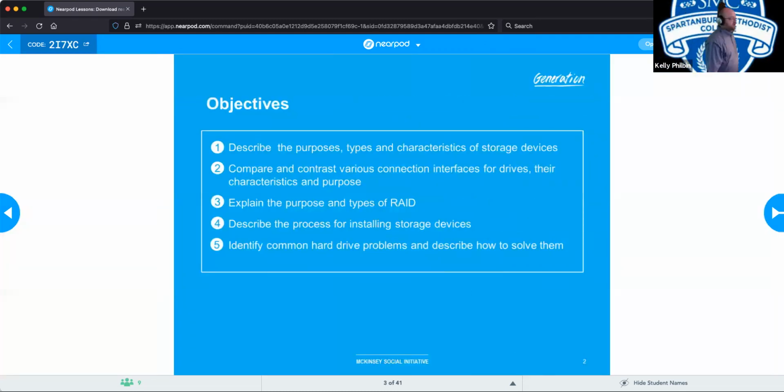Our objectives are going to be to describe the purposes, types, and characteristics of storage devices of various types. Compare and contrast various connection interfaces for the drives and their characteristics and purposes. Explain the purpose and types of RAID. Really want to pay attention for that one. That is a big one for the exam. They love RAID. Describe the process for installing storage devices and identify common hard drive problems and describe how to solve them.